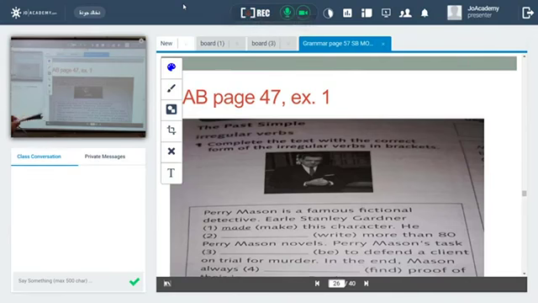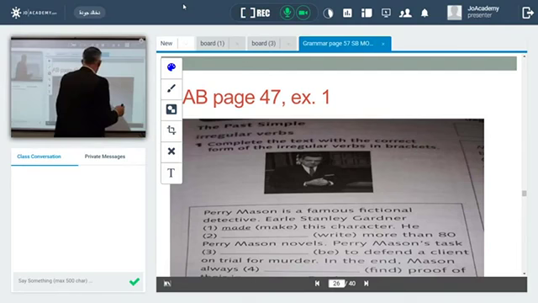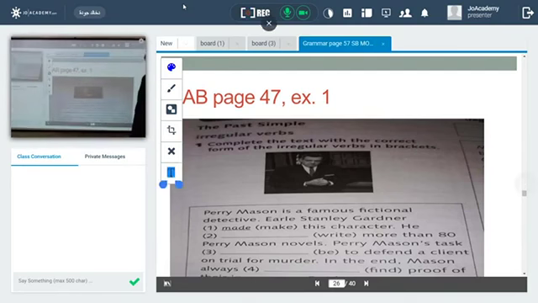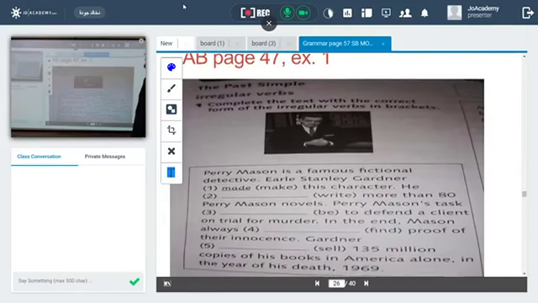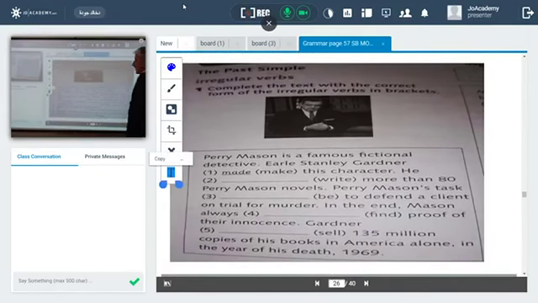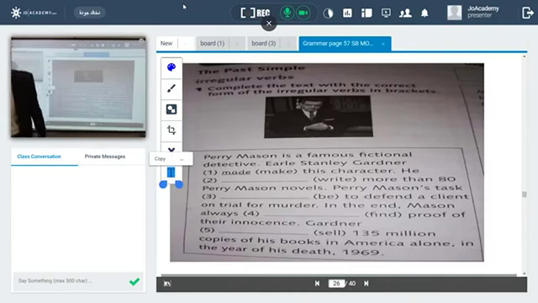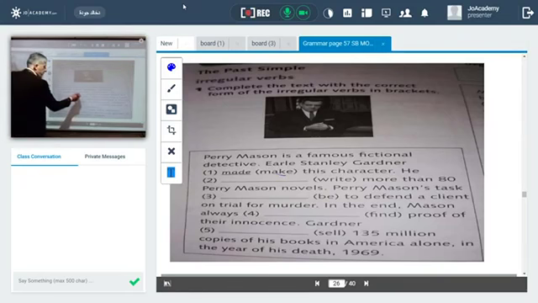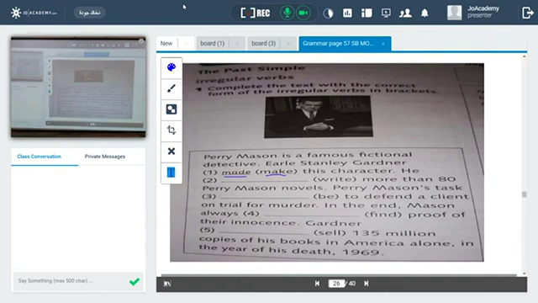So please look at exercise 1. I will try to make it clearer for you. Okay, I think now it's clear. Let's try to answer the first one. The first one is an example. Perry Mason is a famous fictional detective. Early Stanley Gardiner. Then we put the make, we change it to what? We change it to made. Made his character. So he made the character of this fictional detective.